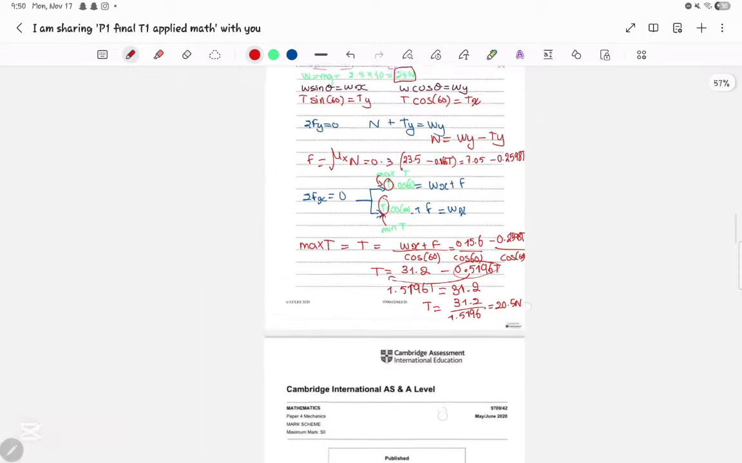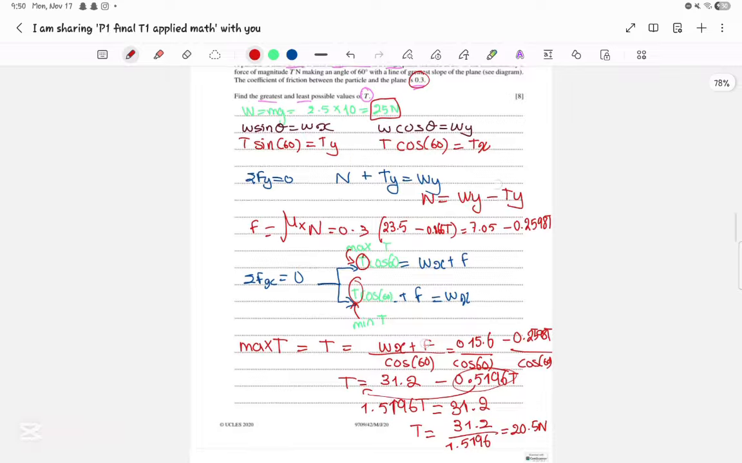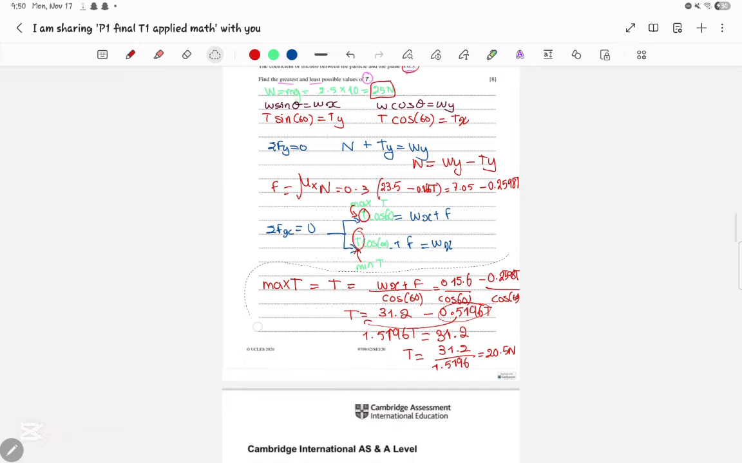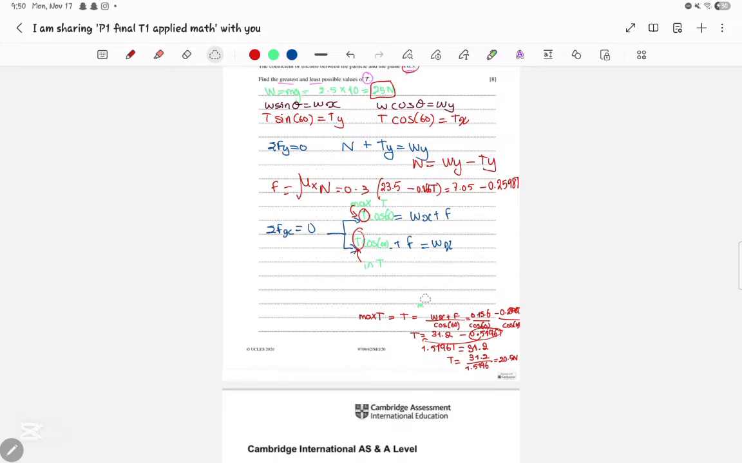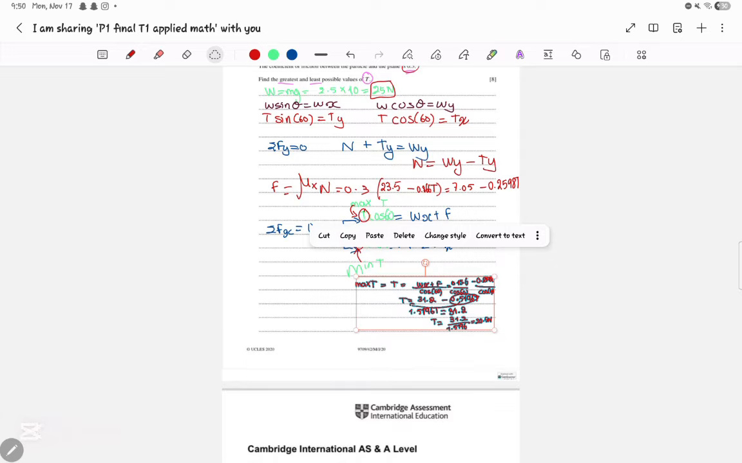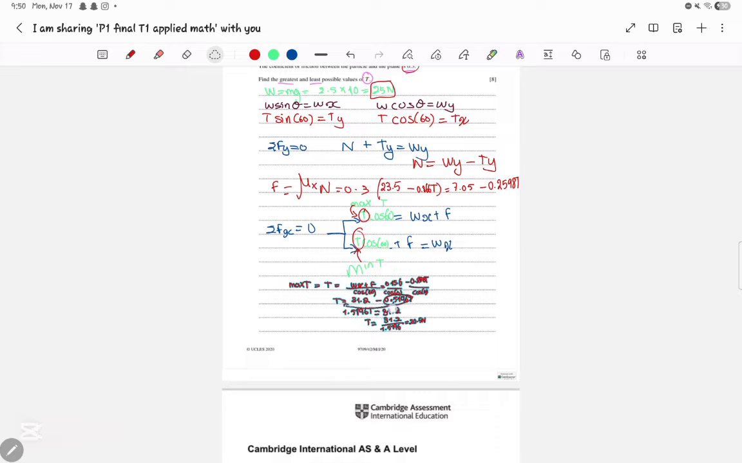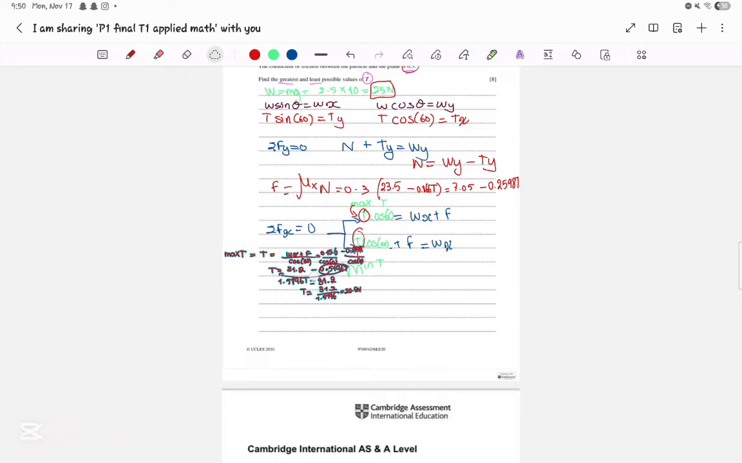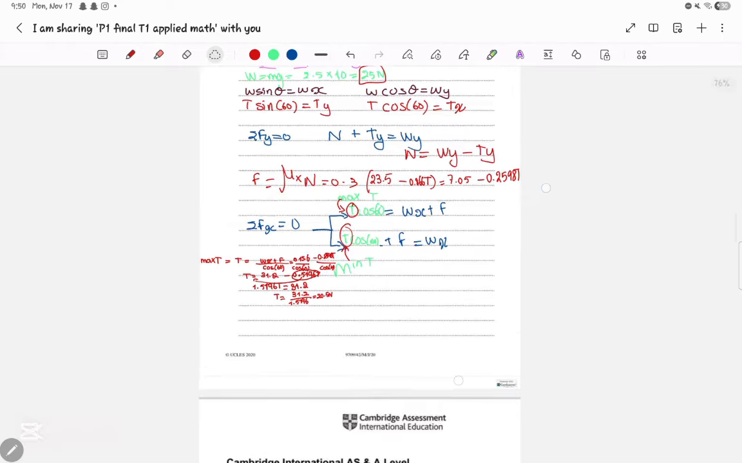I don't have enough space. So look what I'm going to do. I'm going to shrink this. This is to find the maximum tension. Did you see we did a system of equations? So let me shrink it. We don't need this M. We're going to put it here. Okay. And then let me bring this upwards and then shrink it a bit more. So here's how we find the maximum tension.